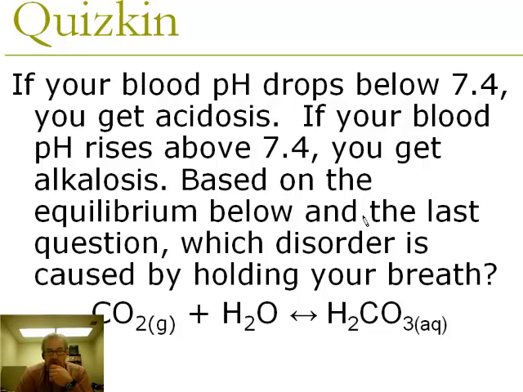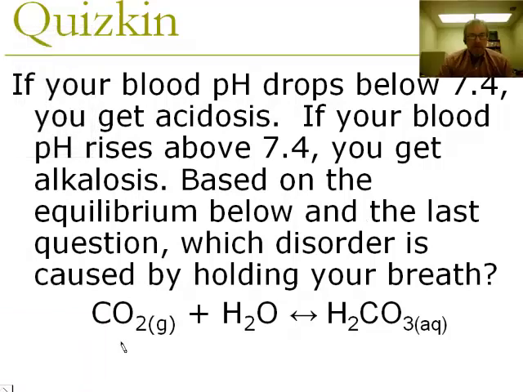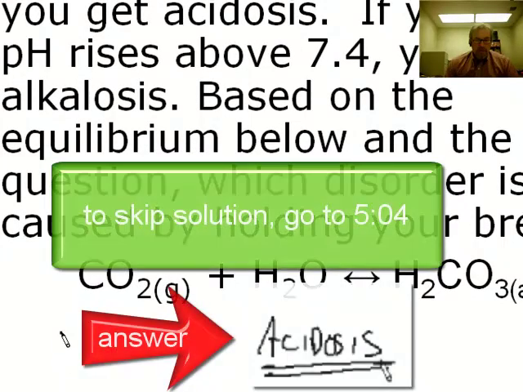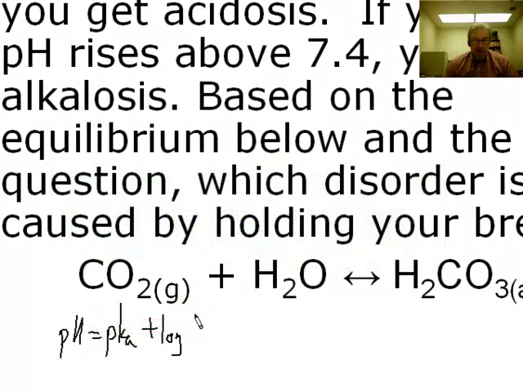This next question says if your blood pH drops below 7.4, you get a condition called acidosis. If your blood rises above 7.4 by much, you get a disorder that's called alkalosis. So based on the equilibrium below, which is the one that produces the carbonic acid, and based on our answer to the last question, which disorder is caused by holding your breath? Well, the pH of your blood is going to be equal to the pKa of carbonic acid plus the base 10 logarithm of this ratio of bicarbonate ion concentration to carbonic acid concentration.